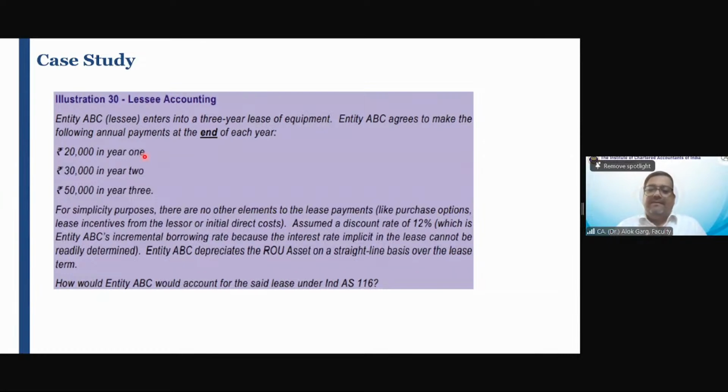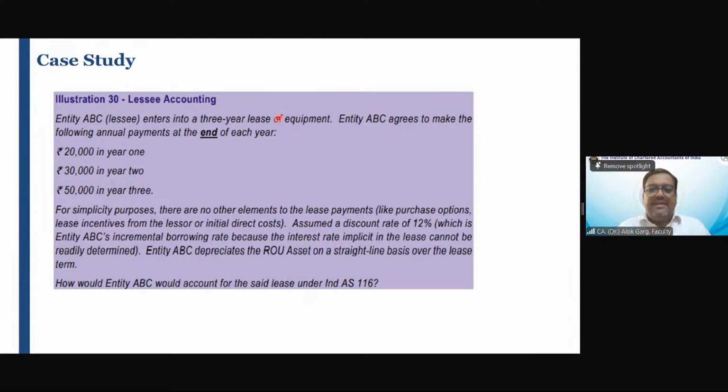Illustration number 30. Now let's discuss illustration number 30, right? Where we will cover the subsequent measurement also. Can I do illustration number 30? Lessee accounting. Entity ABC, lessee, enters into a 3-year lease of equipment. So what is my lease period? 3 years. Okay.